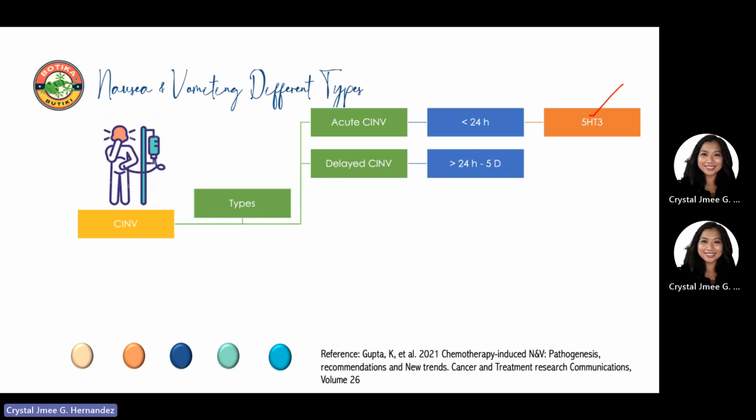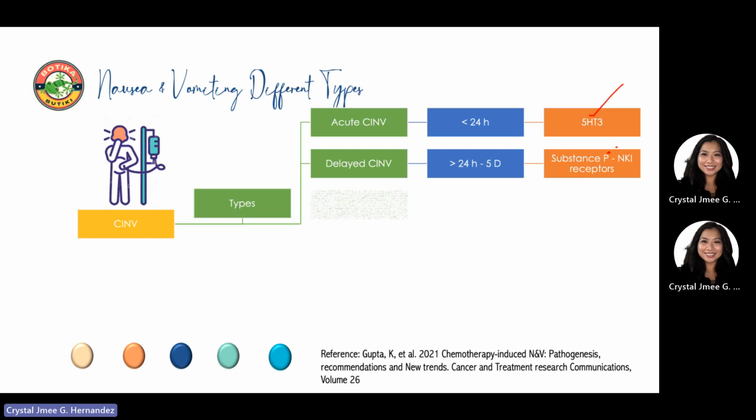The second is the delayed. As we have mentioned a while ago, it is a type of CINV where the nausea and vomiting occurs more than 24 hours after the initial administration. It may also last at least 5 days. And this is triggered by the binding of substance P on the NK1 receptor.